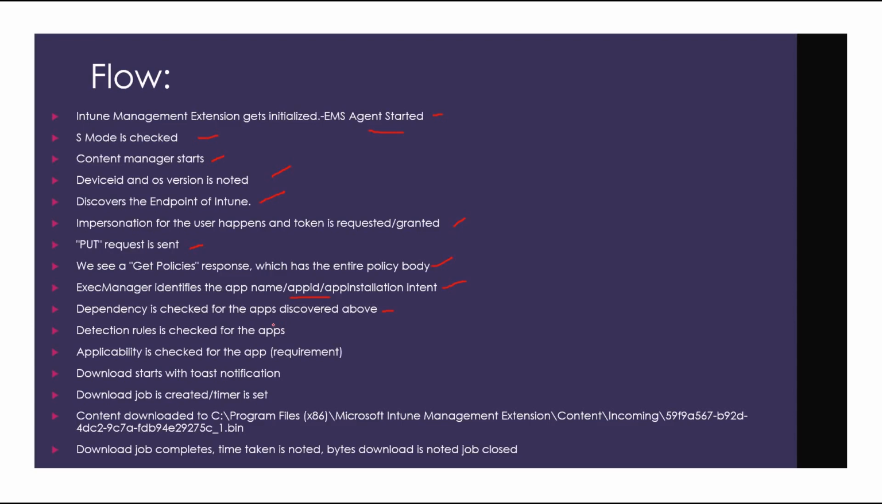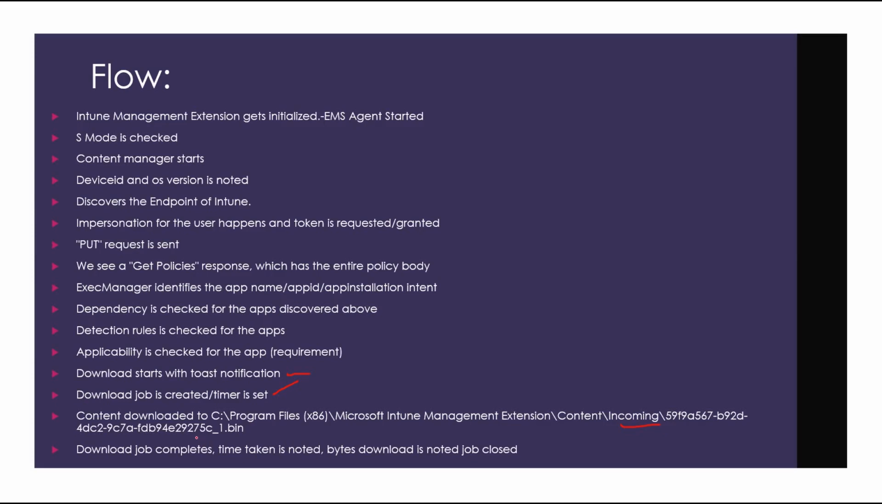It's going to evaluate the detection rule for each of those applications. Once the detection rule is evaluated, if the app is already detected, then nothing needs to be done. Once the applicability check and detection rule are all evaluated, the end user gets a toast notification on his Windows 10 machine. On the right hand side, he will see a notification saying that the download is starting, and in the logs we will see that the download timer is set, and then the content is downloaded to the incoming folder.